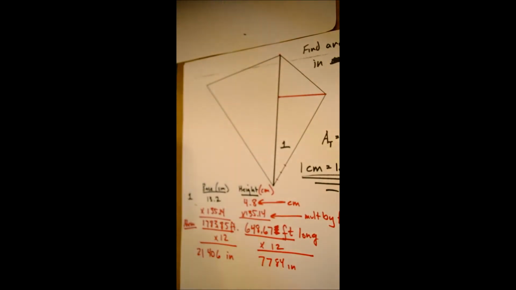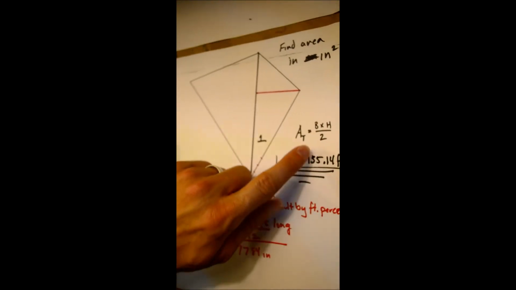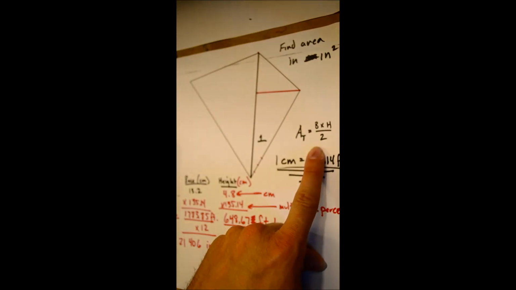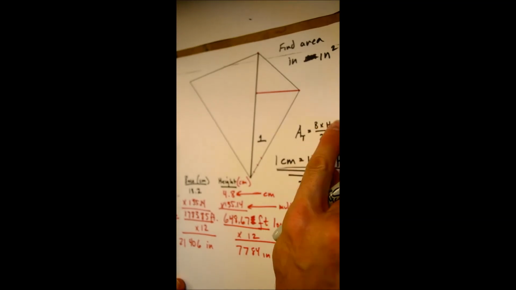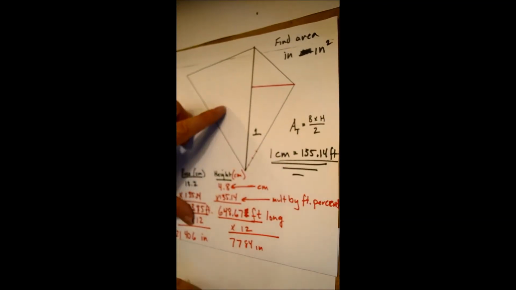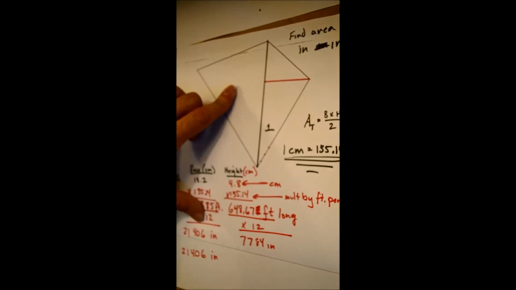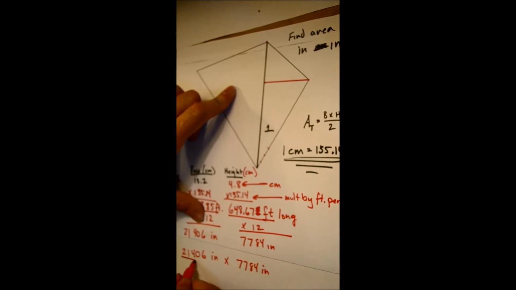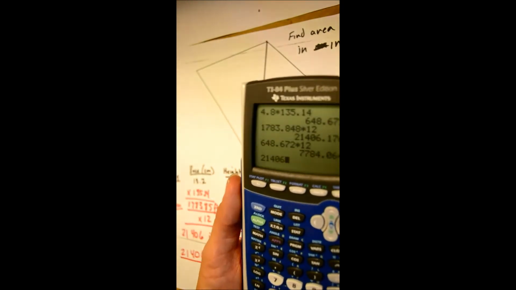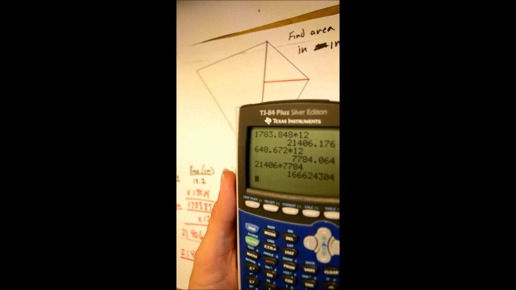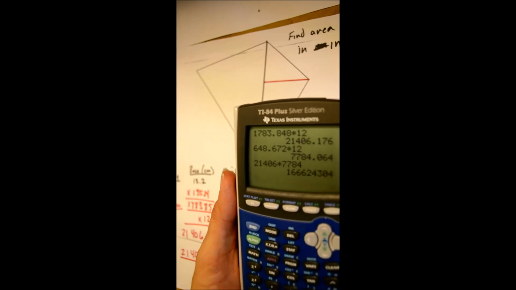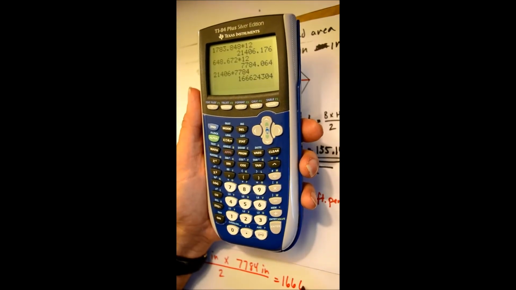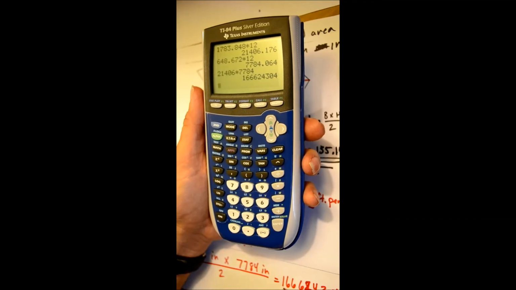Right? Now that we've got everything set in inches, okay, we can use our formula for the area of a triangle. Do we do that? The base times the height divided by 2. We have our base. We're going to multiply that by our height. Then we're going to divide that whole thing by 2. It's a huge number, but if we count back, 1, 2, 3, 1, 2, 3, 166,624,304. We still have to divide that by 2.